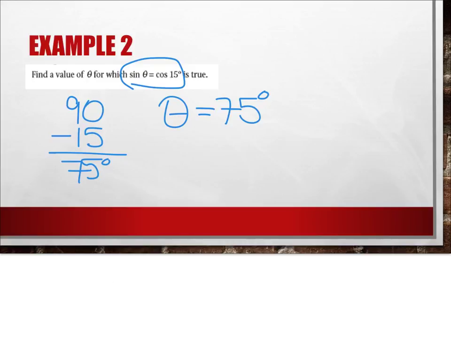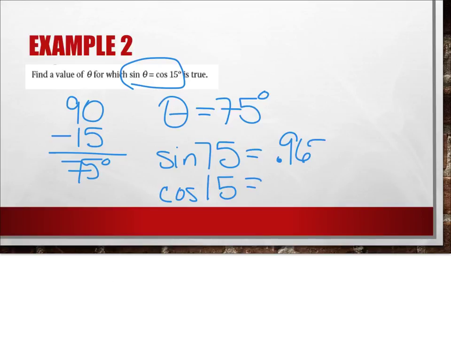Please, though, just since it's all still new to you, check it out on the calculator. Type in the sine of, not the sine of theta, type in the sine of 75 degrees. Type in the cosine of 15 degrees and see if they're the same thing. I believe they both turn out to be this. So that's how you double check yourself. But it's as simple as they give you one angle, you find the complement to that angle.